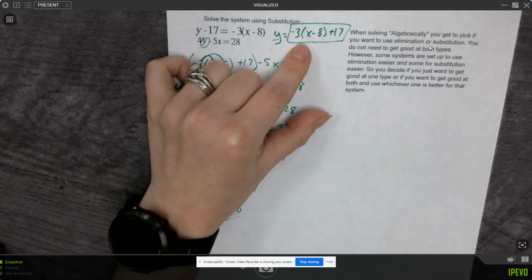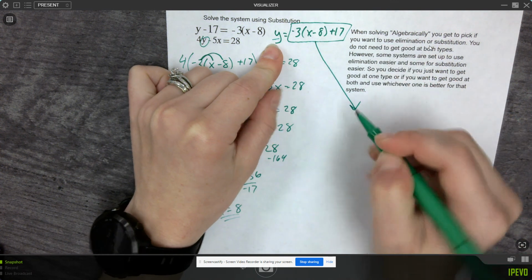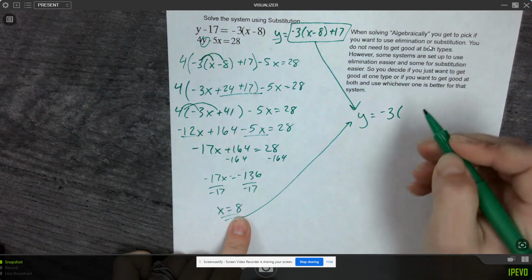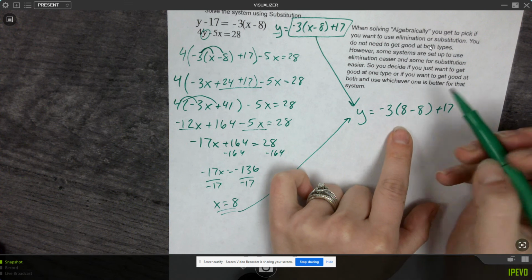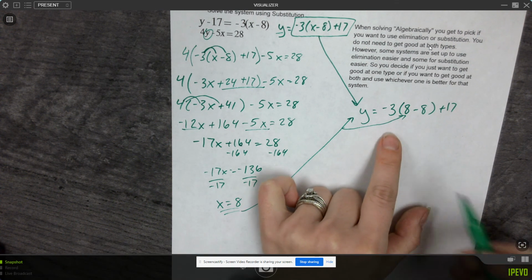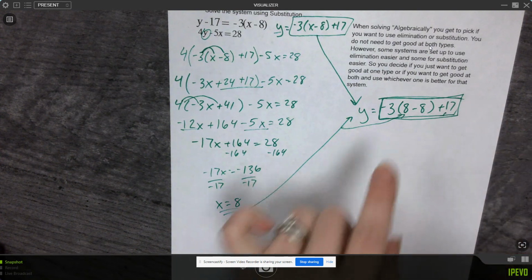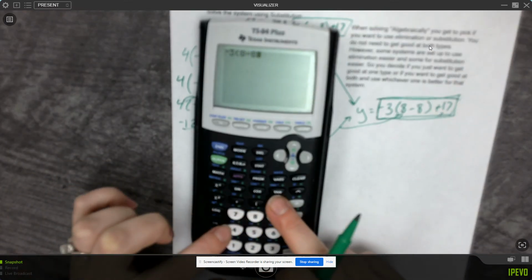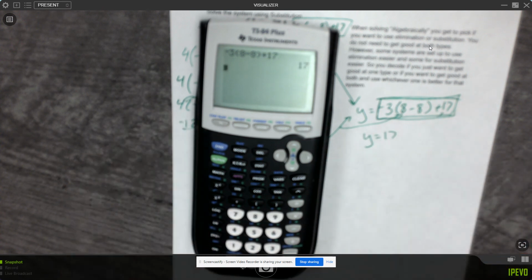But I'm going to lead you towards this one because y is already by itself. So y equals negative 3 in parentheses, 8 minus 8 plus 17. So this was the x. This goes here. I'm going to lead you towards this because now this whole thing, type it in your calculator. Exactly like that. Negative 3, 8 minus 8 plus 17. So y equals 17.